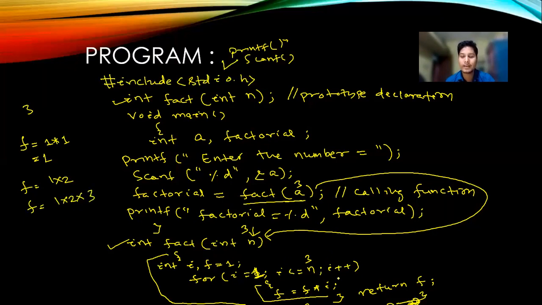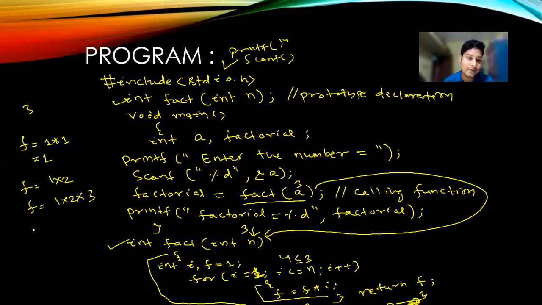Then f equal to 1 into 2 into 3. Okay. Now the I value will be incremented by 1, so it will be 4. When the I value is 4, the condition will be false: 4 less than equal to 3 is not possible. This is false. So the loop ends here, and the control goes out of the loop.